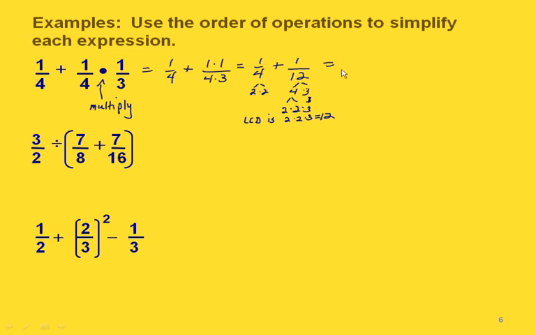So let's think about 1/4. We want to write this with a denominator of 12. We're going to have to take 4 times a 3 to get 12. We're multiplying that same number on the top, and that gives us 3 twelfths. So 1/4 is equivalent to 3 twelfths. That means we have 3 twelfths plus 1 twelfth, which is equal to 3 plus 1 over 12, and that gives us 4 twelfths.